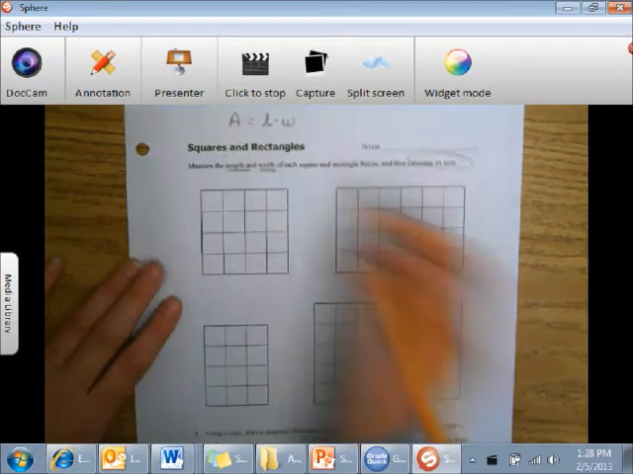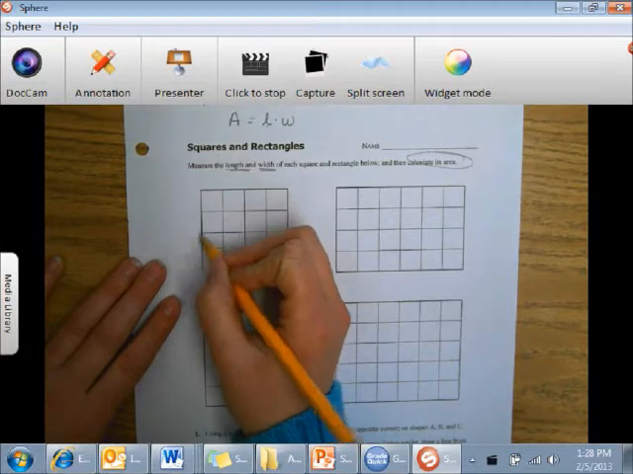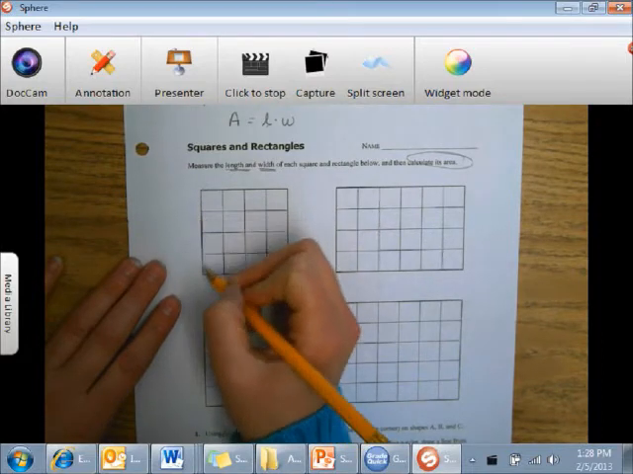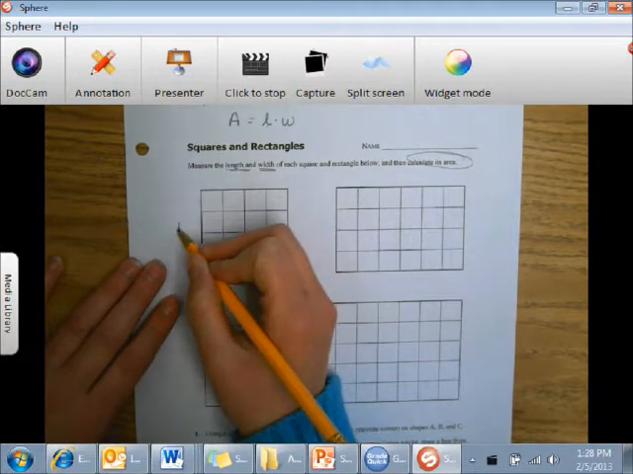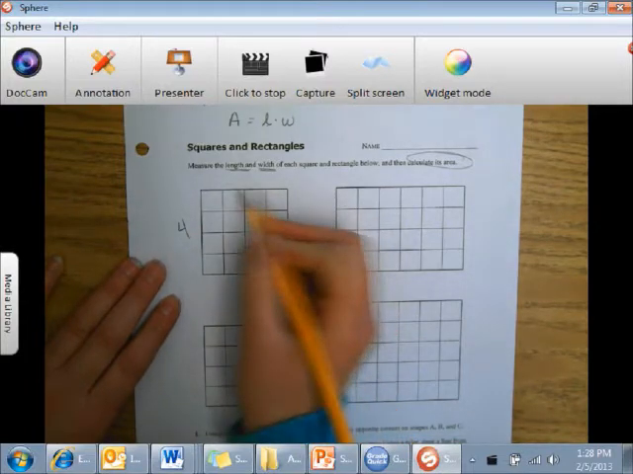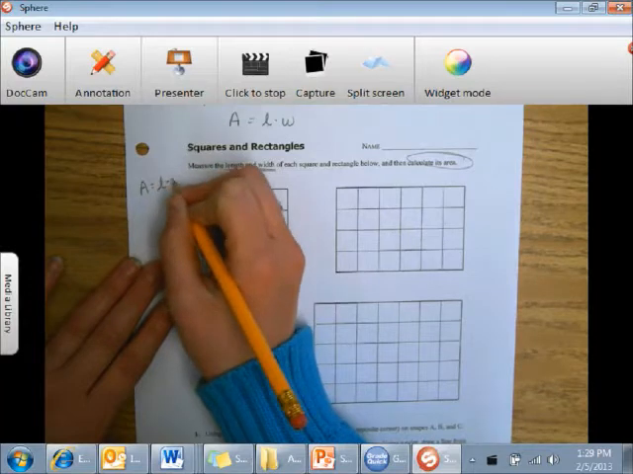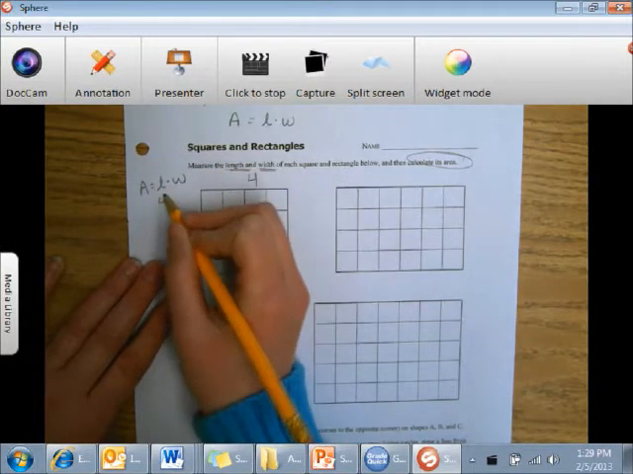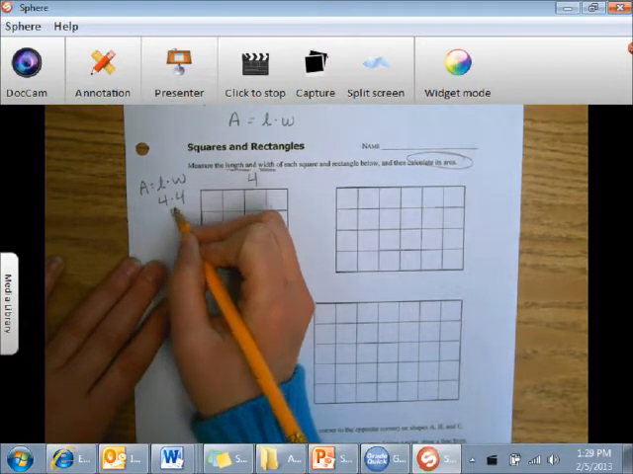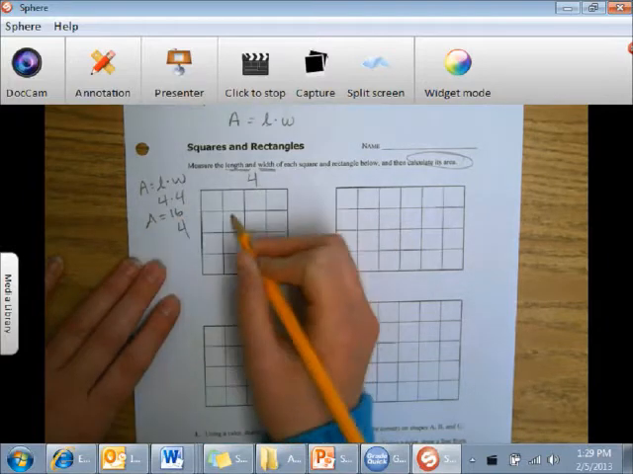Okay. So, how many units is the width? 1, 2, 3, 4. So therefore, this is 4 units. And at the top, it's 4 units. Area equals length times width. So 4 times 4 is 16. So inside is 16.